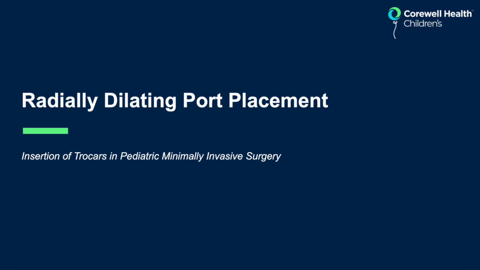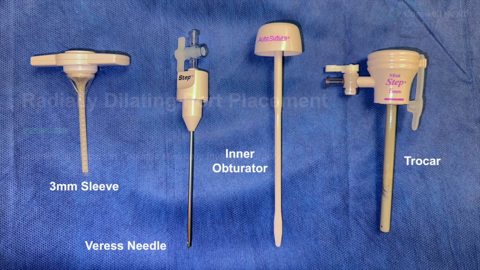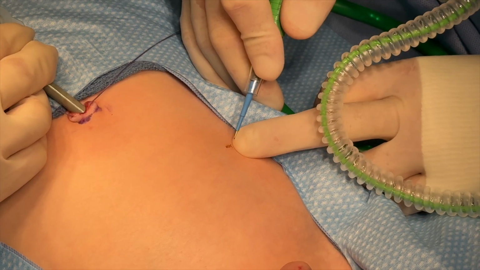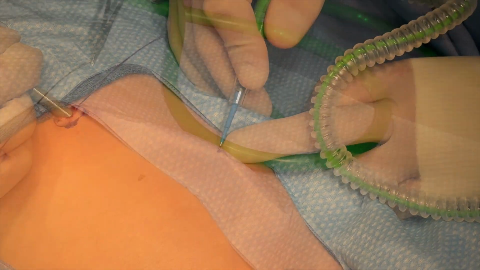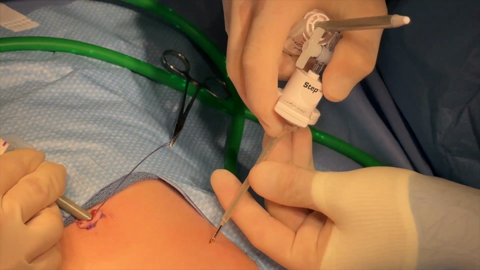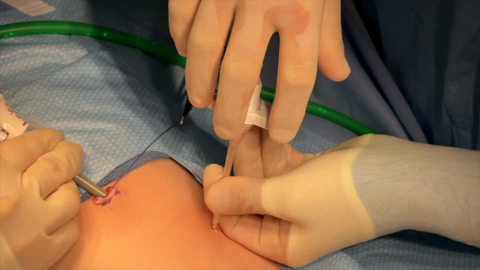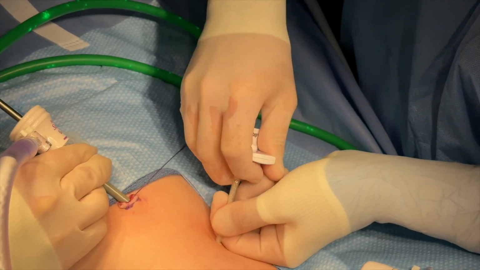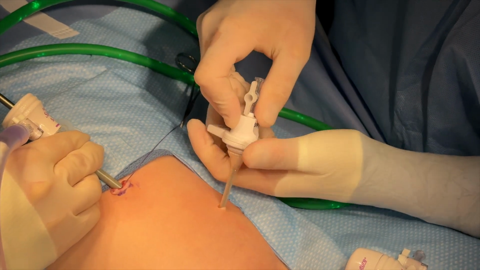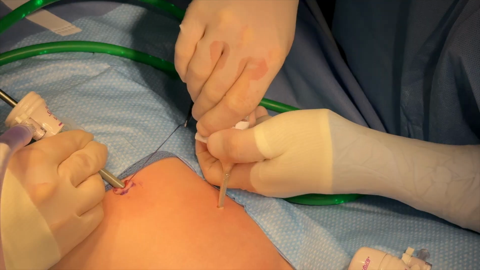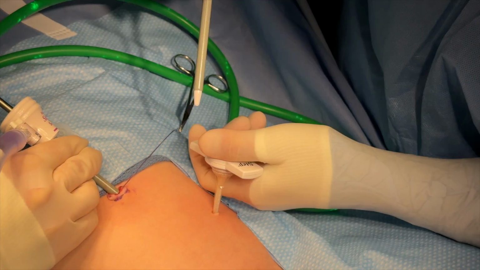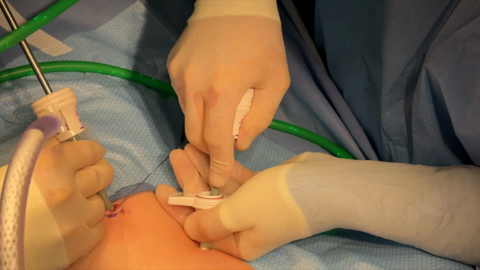Here we demonstrate the insertion of a radially dilating port. These are the components of the radially dilating port system. Once pneumoperitoneum is established, a Veress needle with a 3 mm sleeve is inserted into the peritoneal cavity as previously described. A 5 mm dilating cannula with an inner obturator is inserted.